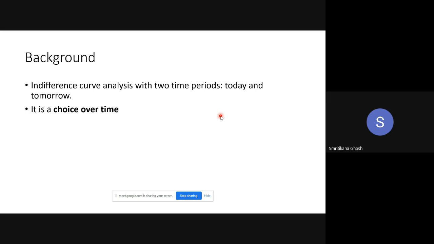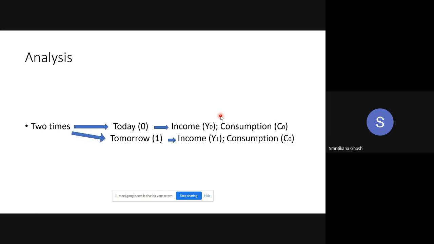Fine. So here for simplicity, we just divide the time into two periods, today and tomorrow. So you can understand it's a choice over time. So time is also a factor behind the choice. Okay, this is my structure. There are two times. One is today, which is represented by 0. Tomorrow is represented by 1. So Y naught means today, Y1 means tomorrow. Y for income and C for consumption.